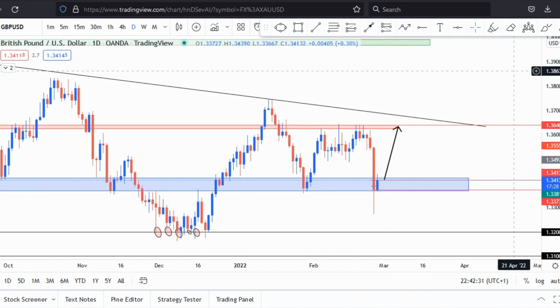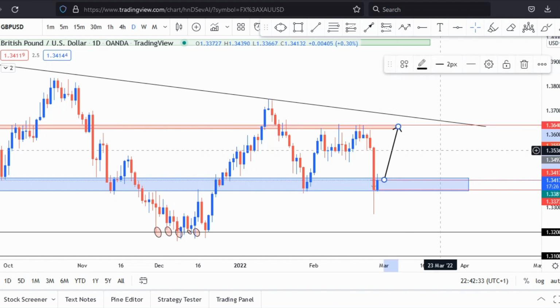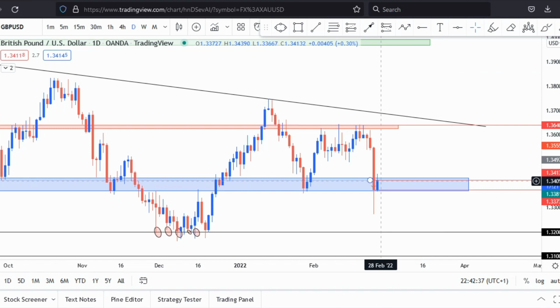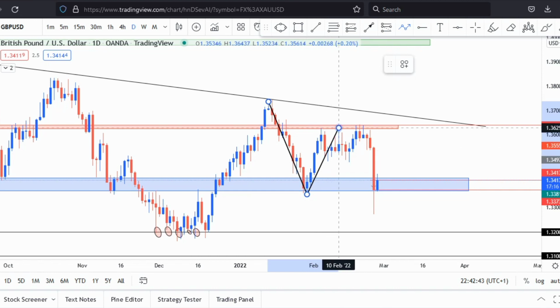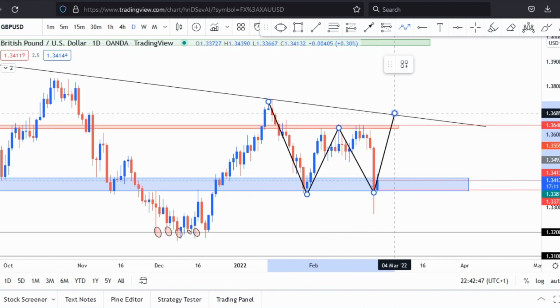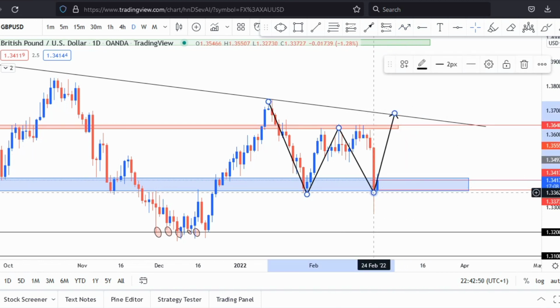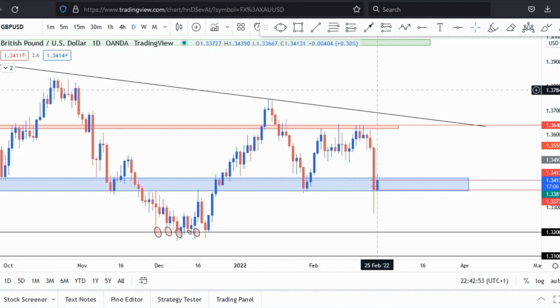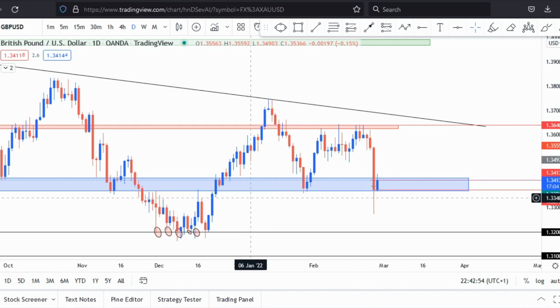But generally looking at this, I would say my bias is more bullish. I'm expecting price to continue to the upside, and if that happens, then we'll be getting something like a double bottom pattern on this particular trade. So this is what I'm expecting to happen. It doesn't mean that it will happen, but the probability of that happening, I think, is quite high as well.